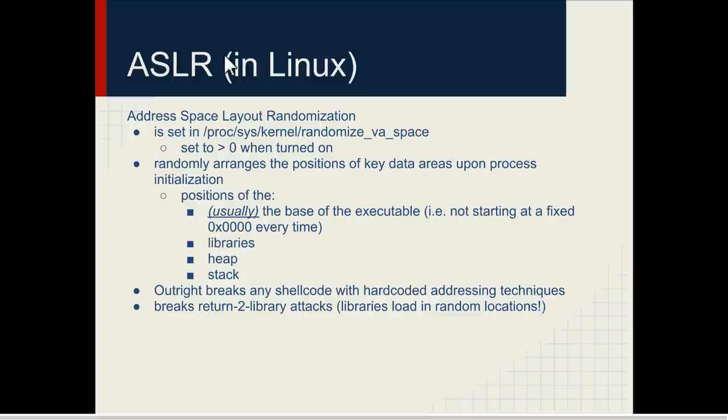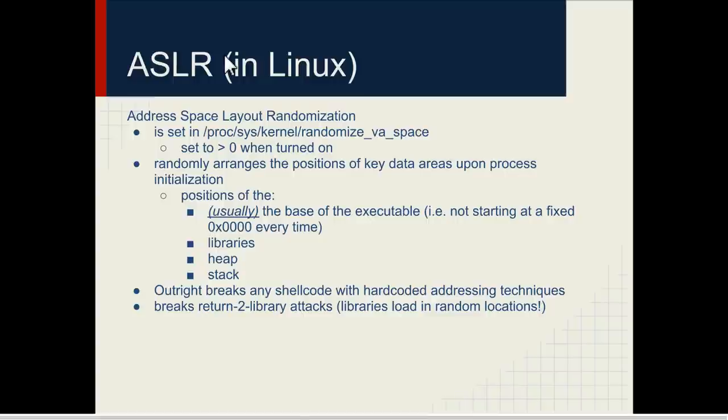So a good way, the easiest way to detect whether or not ASLR is enabled on Linux is to have a little bit of code that prints out the address of something and run it twice. If it's the same, then ASLR is disabled. If they're different addresses, then ASLR is enabled.